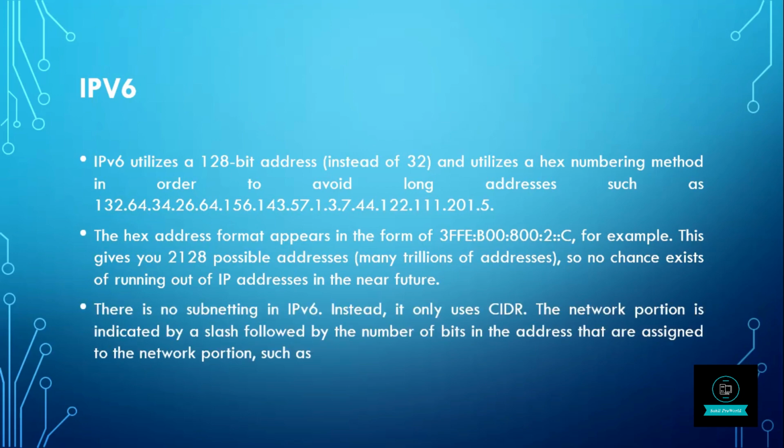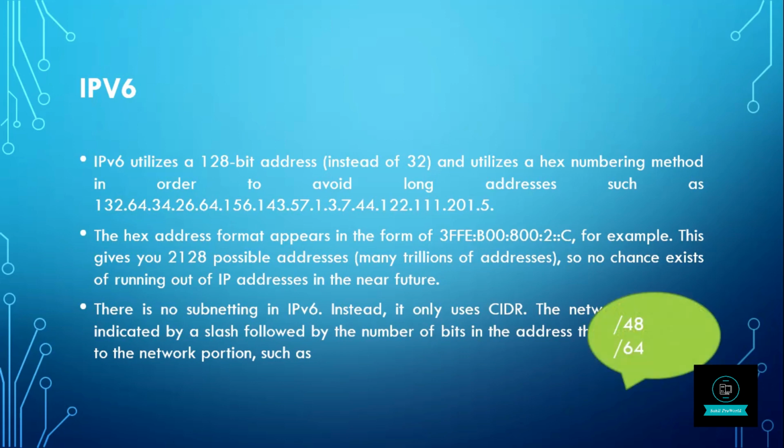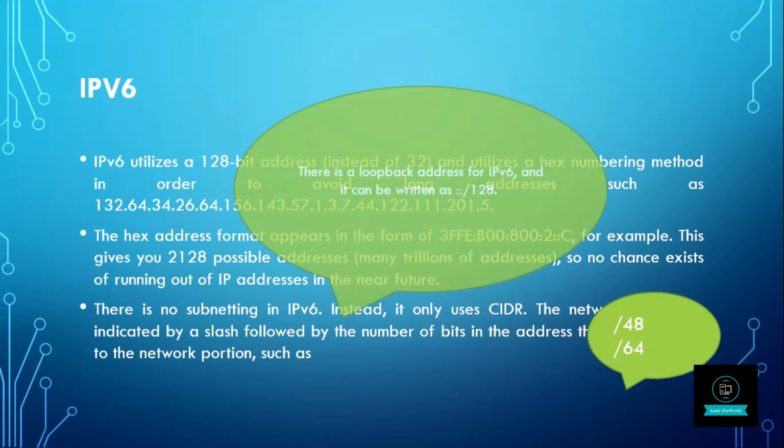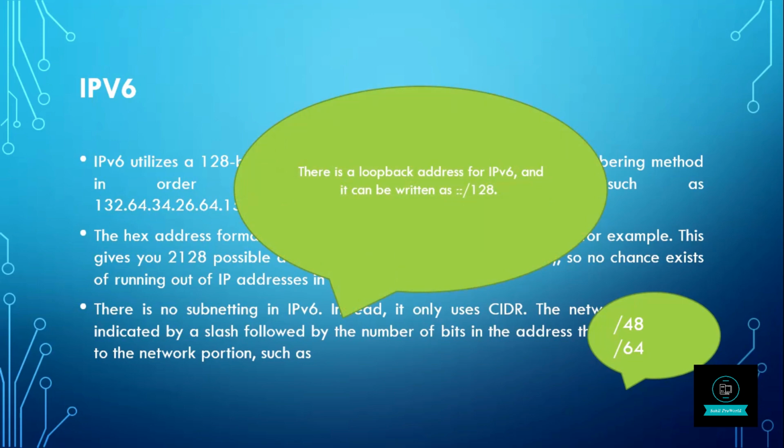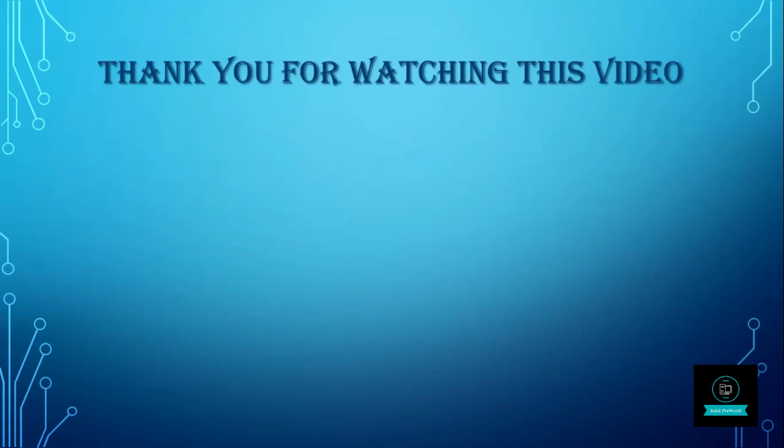There is no subnetting in IPv6, instead it only uses CIDR. The network portion is indicated by a slash followed by the number of bits in the address that are assigned to the network portion, such as /48 or /64. There is a loopback address for IPv6 and it can be written as /128.